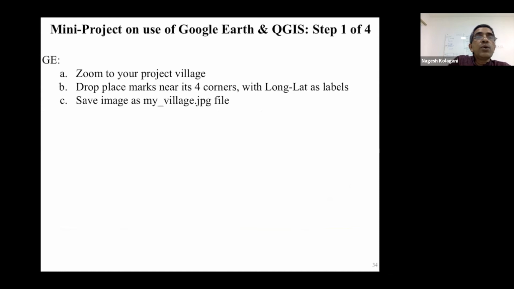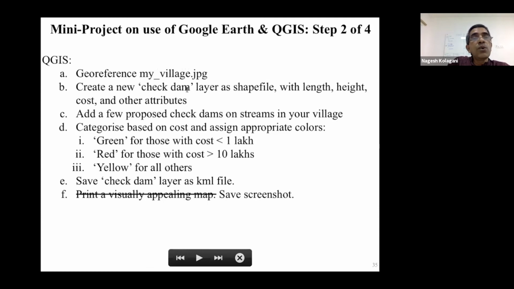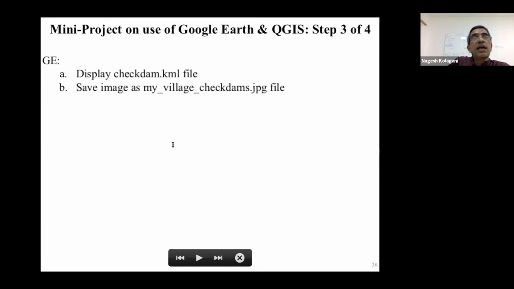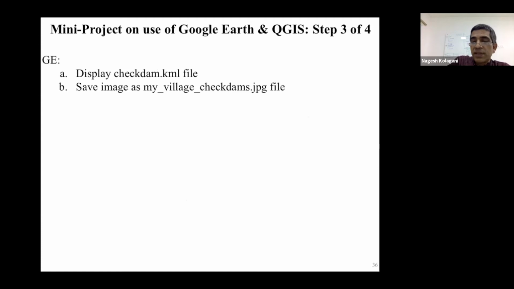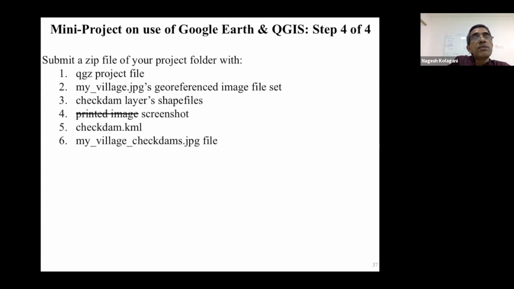And then we make you do a mini project that uses Google Earth and Quantum GIS. So zoom to your project village, save a georeferenced image, then bring it into Quantum GIS, georeference it, and propose where you want to put up structures, etc. Then you take it back to Google Earth, again come back to Quantum GIS and generate a project file, and these are the submissions. So hopefully in an 8 hour time frame, we can do this.